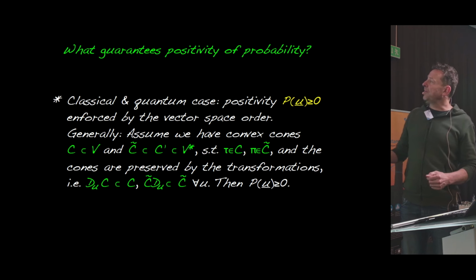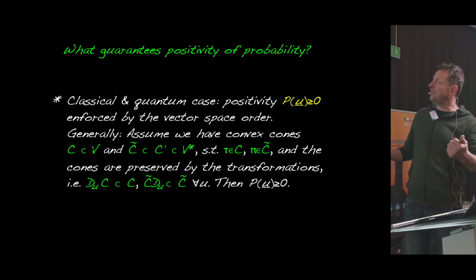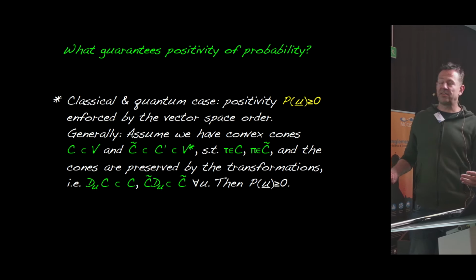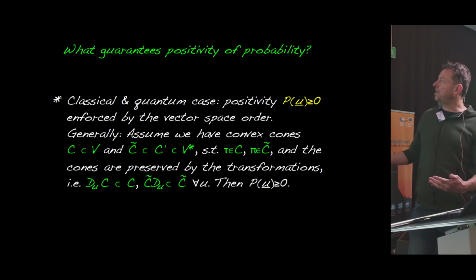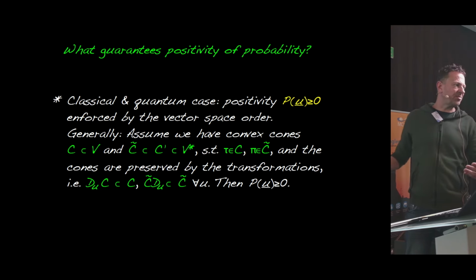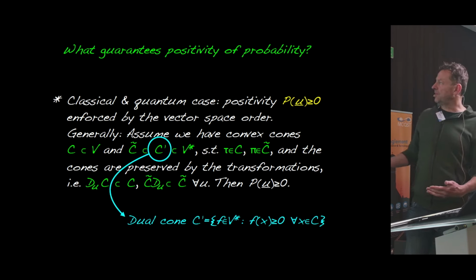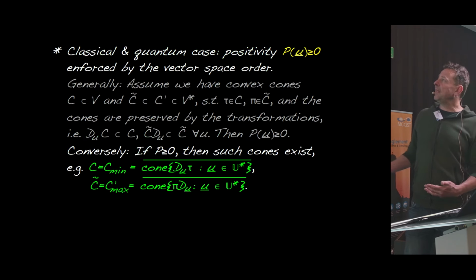And so in general, we need to assume that we have convex cones in the vector space and in its dual, such that the unit is in the cone and the stationary state is in the dual cone, and that these cones are preserved under those transformations. Then you get that the probability is positive. This is abstractly what's going on in quantum mechanics, where these cones are just the positive semi-definites. By the dual cone, I just mean all the functionals on the vector space which evaluate non-negatively on the cone C.